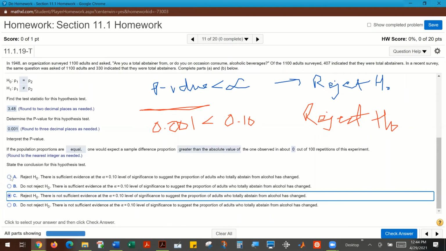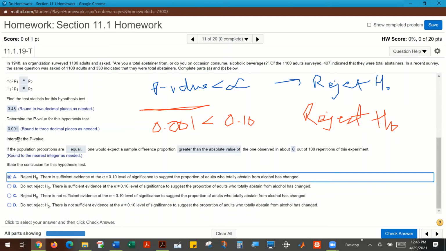Well, we do have evidence, right? Because we have calculated the p-value, we have our test statistic, and we can see that our p-value is less than our alpha. And so in this case, yes, we do have evidence, and it's going to be the first one, option A.